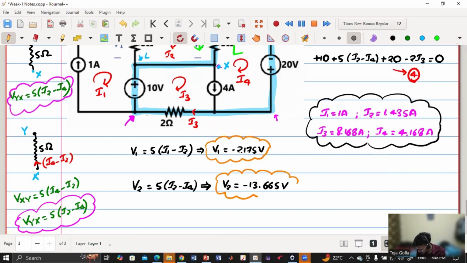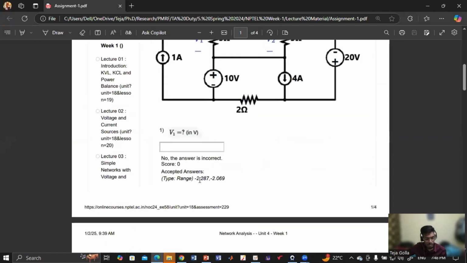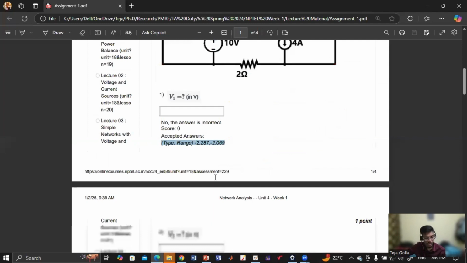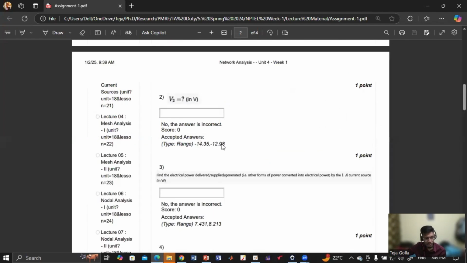So we have calculated the mesh currents and then started solving the problem. Yes, agreed. So let us go back and see. What is the value of V1? Whatever we got, minus 2.175. Within this range it is there, so you will get marks. Similarly, V2 we got minus 13.665. So now let us solve this problem.